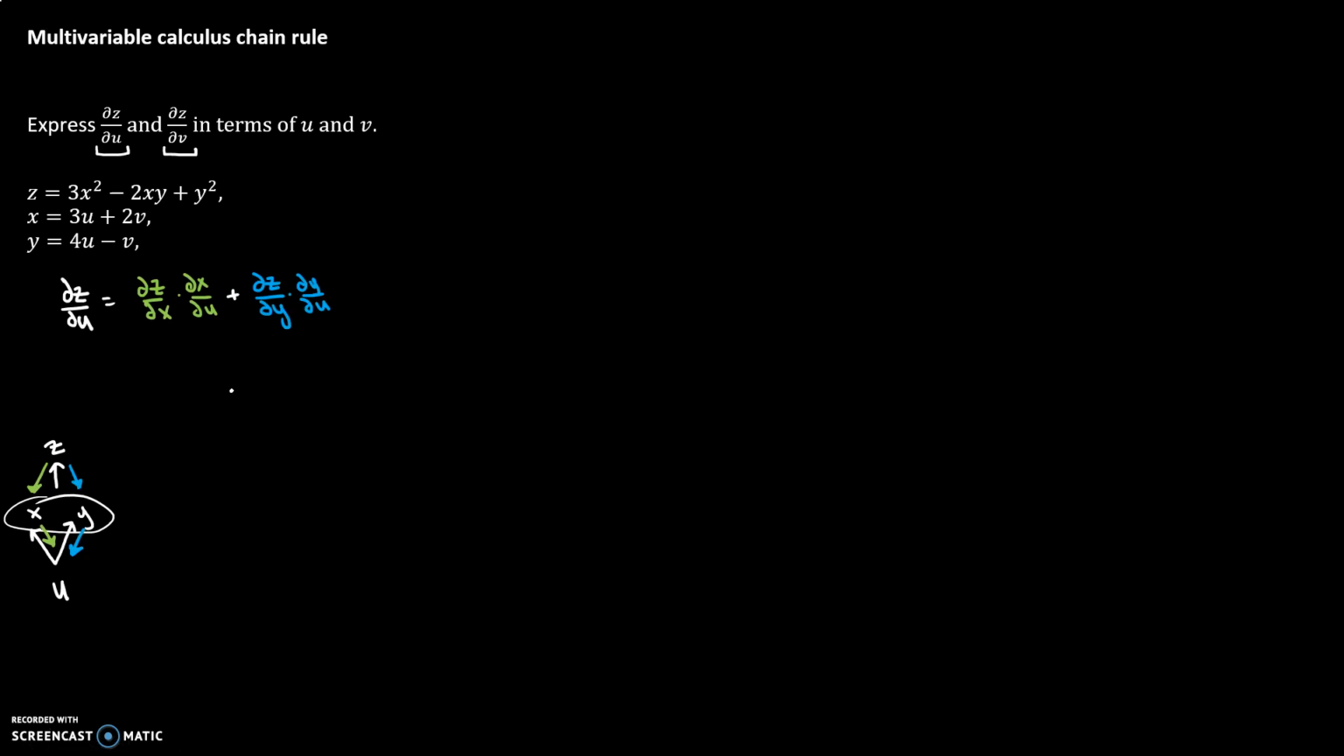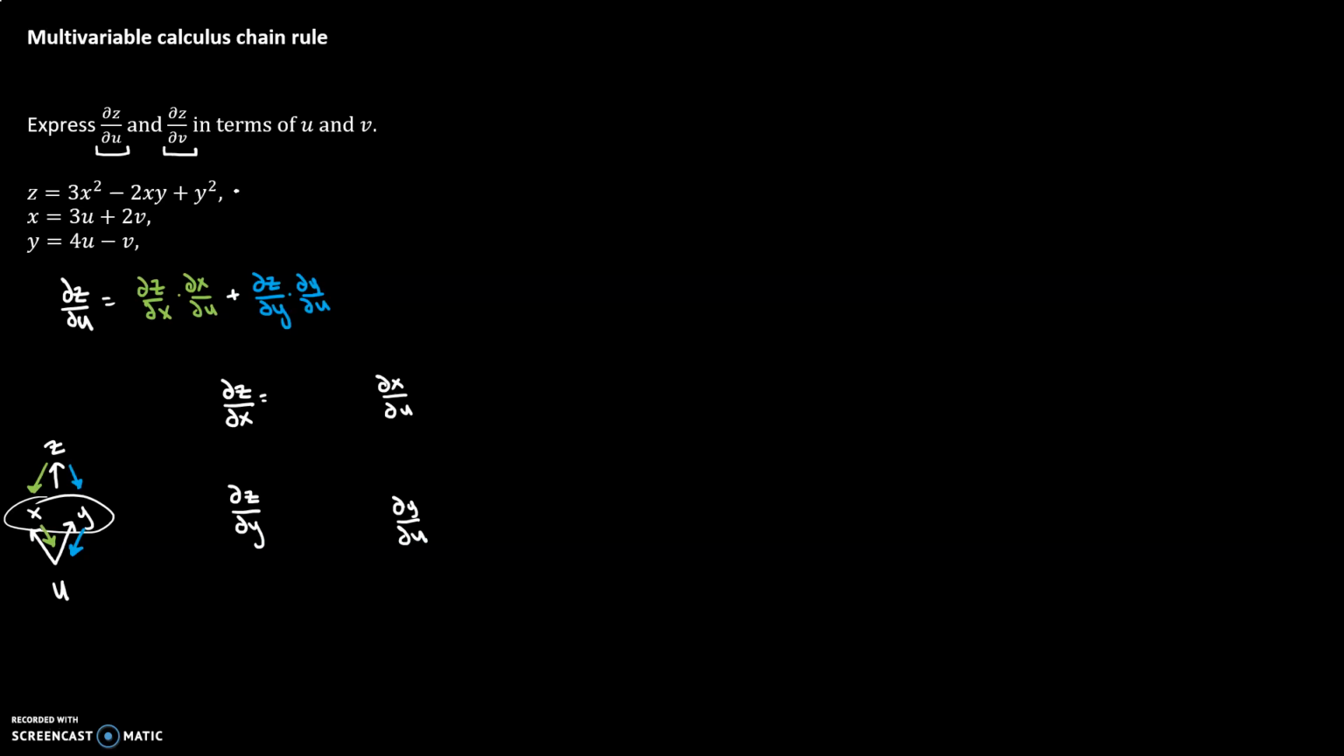So let's go ahead and calculate those. We need to calculate four partial derivatives. We need Z with respect to X. We also need Z with respect to Y. We need X with respect to U. We also need Y with respect to U.